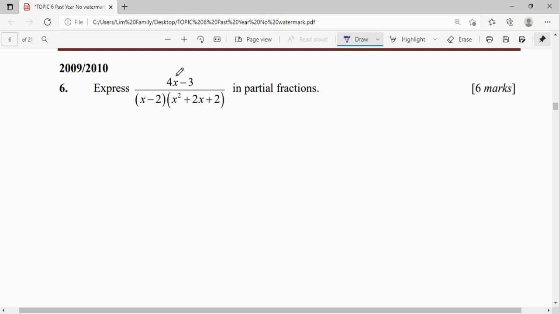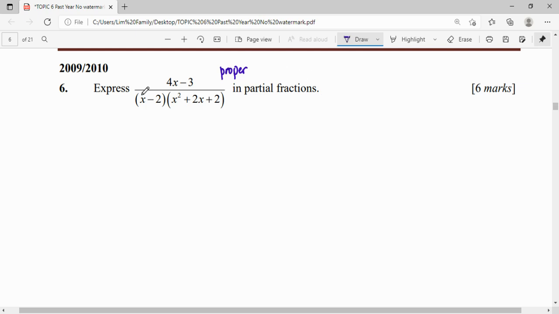The numerator is just power of 1 because it is linear. The denominator is cubic, power of 3. So when we have the numerator smaller than the denominator, this is a proper fraction. Only a proper fraction can undergo partial fractions. So that will be our first step: identify whether it is proper or not.